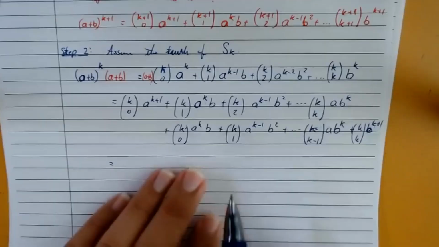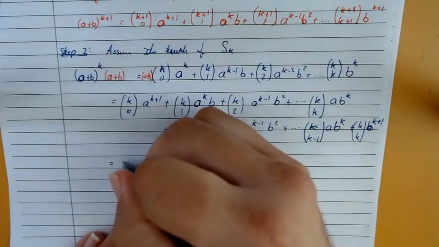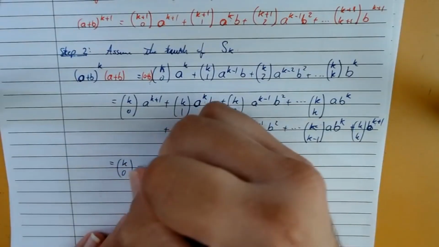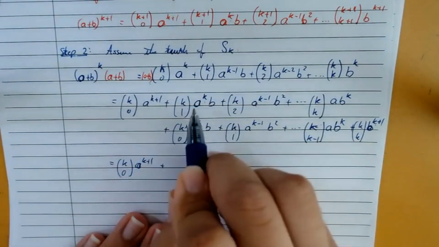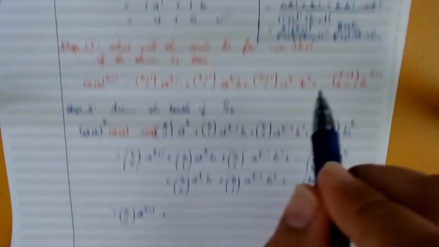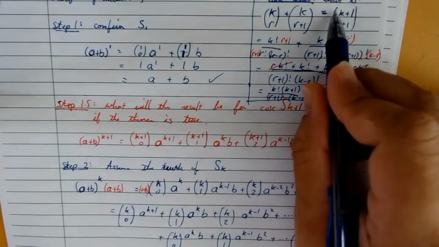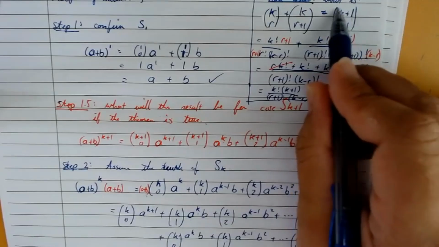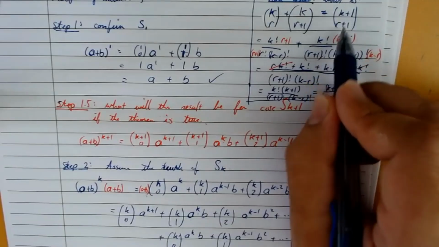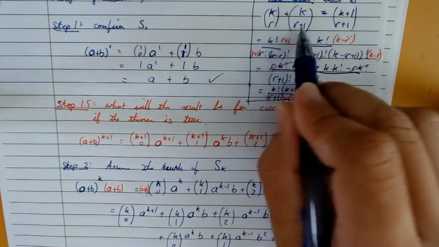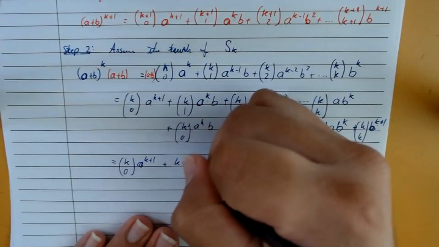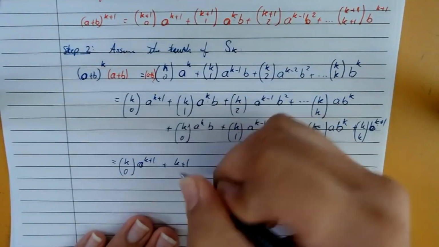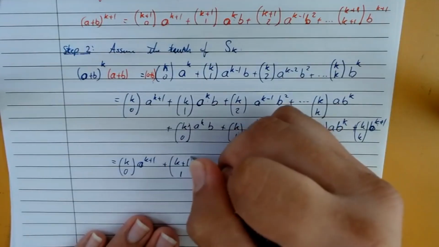Okay, so over here, let's see what that is. That's going to give me k choose 0, a to the power k plus 1, plus, if I add these two together, what will happen is I will have to increase the power of the top number by 1, and I will choose the bigger of the two bottom numbers. Okay, so increase that k by 1, make that k plus 1, and then choose the bigger of the two bottom numbers. So that's going to be k plus 1 choose 1.